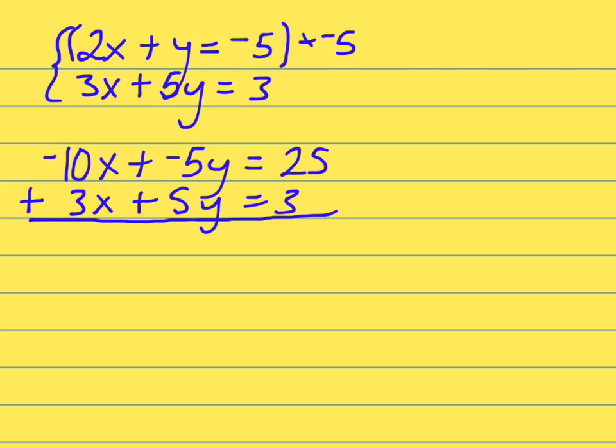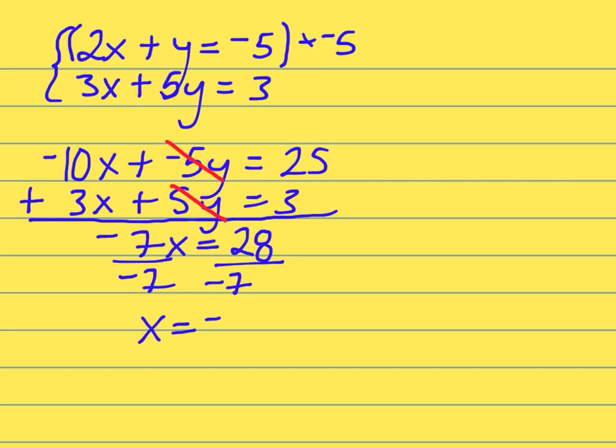You can see again, when I add these together, the y's will cancel. Negative 10 plus 3 is negative 7x. And 25 plus 3 is 28. Divide both sides by negative 7. So x is equal to negative 4.